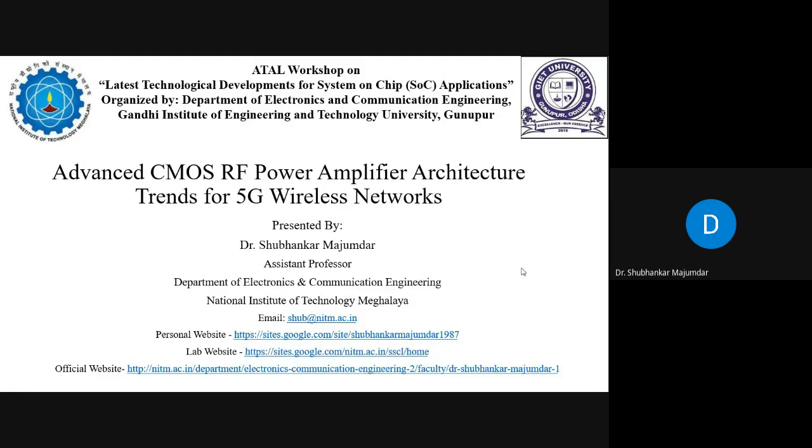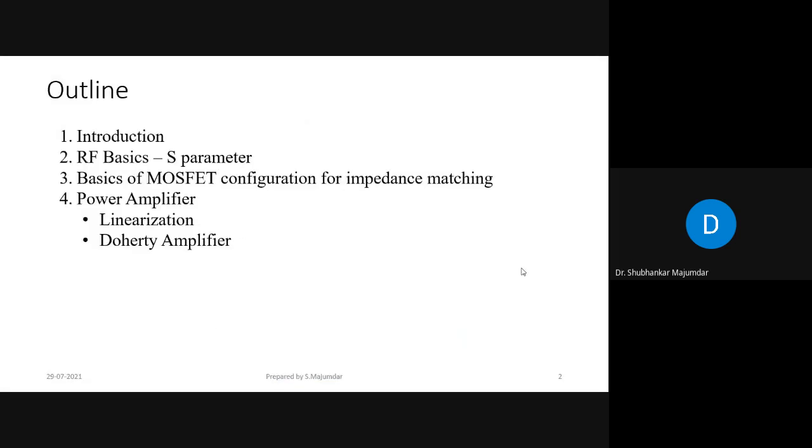Towards the 5G network. So we will be focusing on the 5G based network. Now this will be the basic outline. As it is a faculty development program, various types of faculties from different domains will be there.